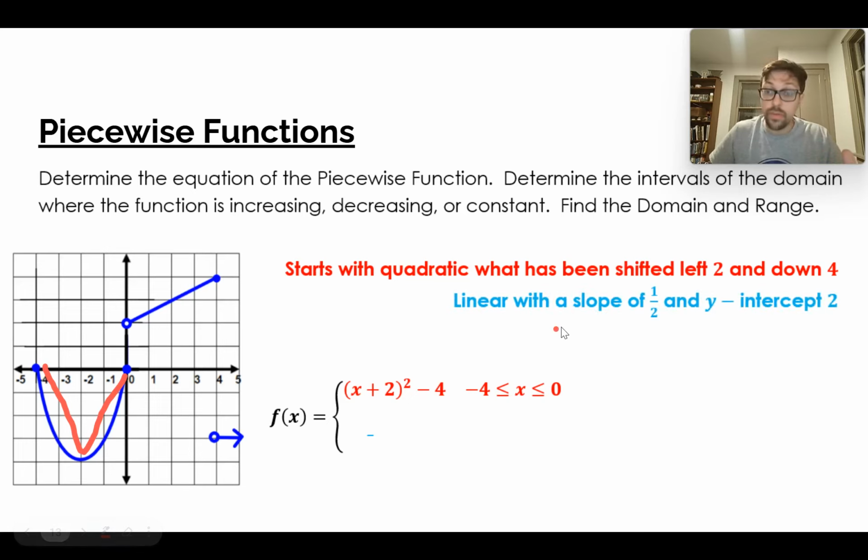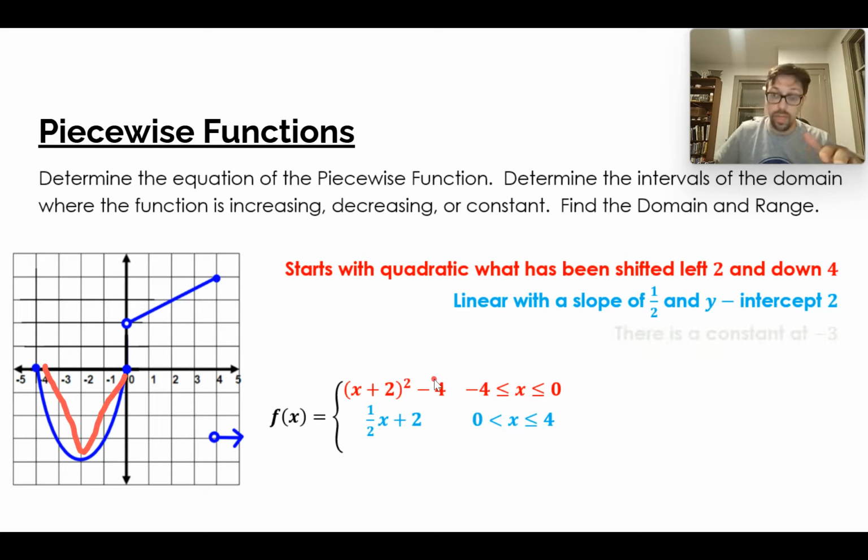Next, we've got a linear. It has a slope of 1/2 and its y-intercept is 2. So I can just write that in nice slope-intercept form. This one's existing from the x values of 0 to 4. 0 has an open circle at it, the x value of 0, to the x value of 4. We have a filled-in circle there, so we want to put an equal to on the 4.